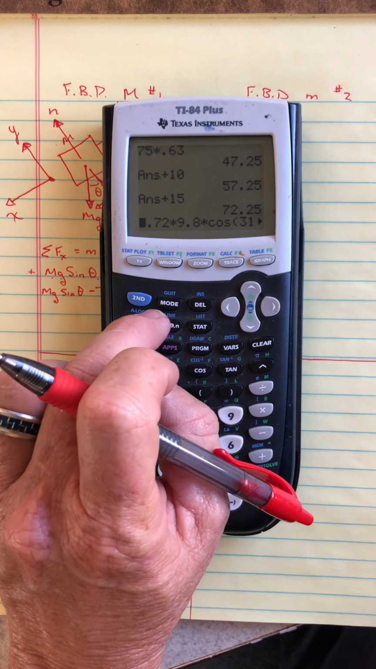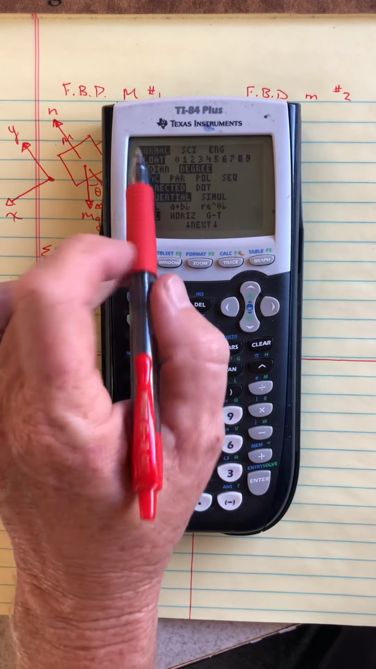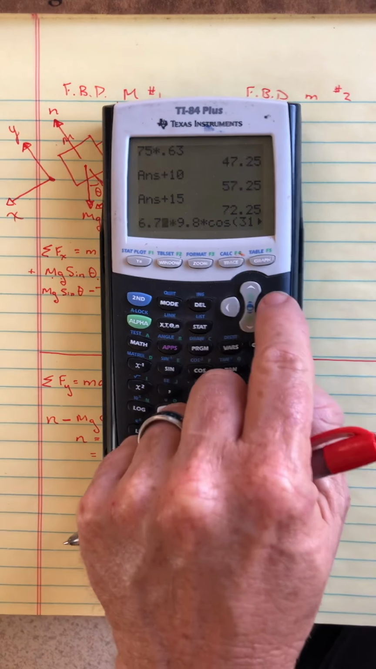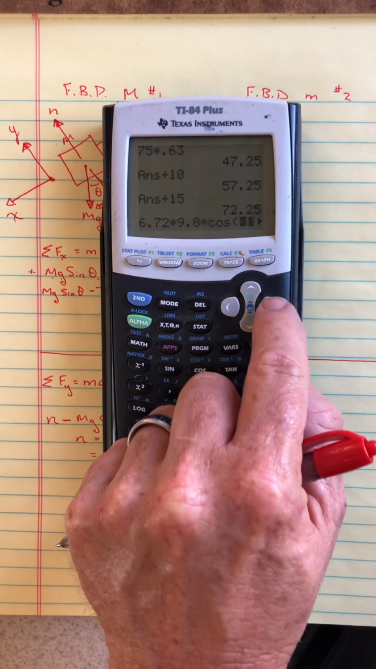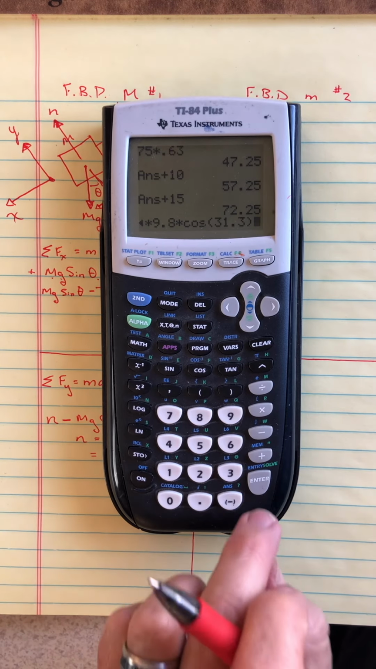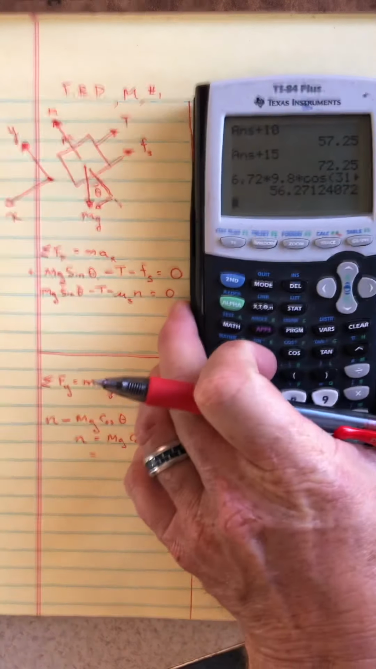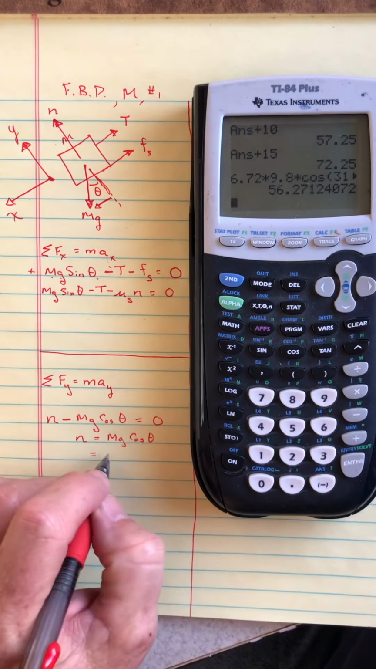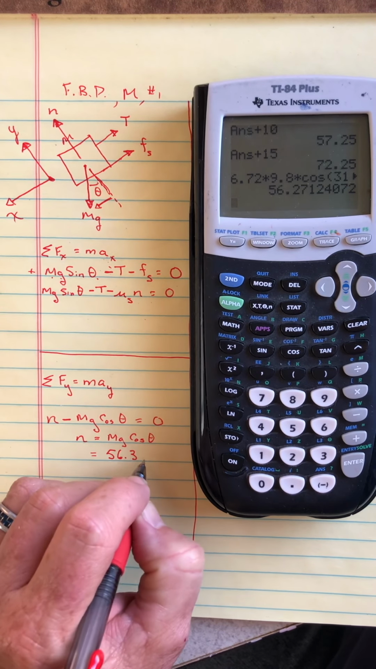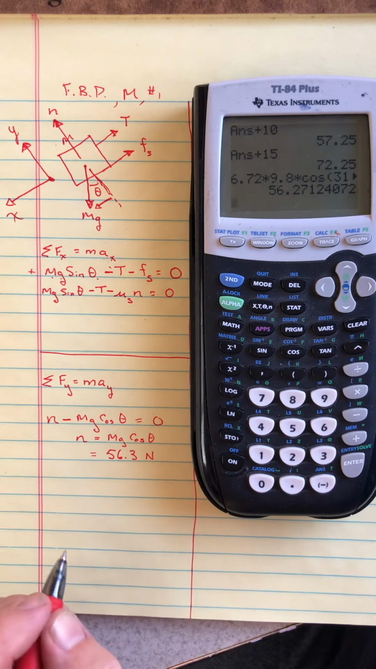But hang on, I need to check if I'm in degrees mode. Okay, I am. All right, so let me just check if I messed that up. 6.72 times 9.8 times cosine of 31.3 degrees. All right, so this is a normal force of 56.3 newtons.